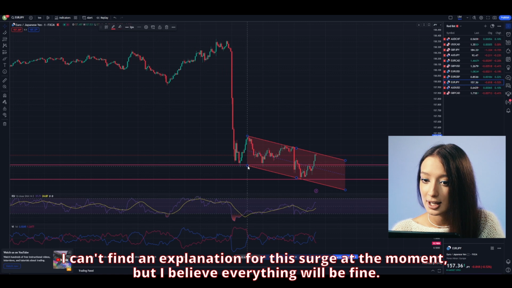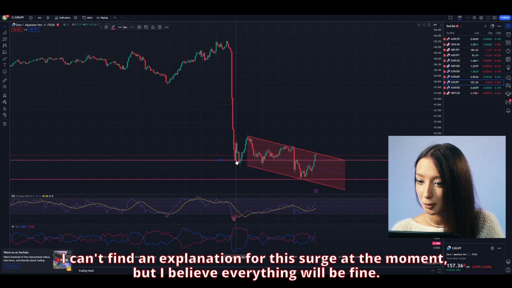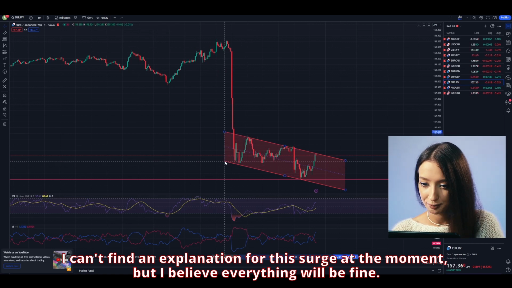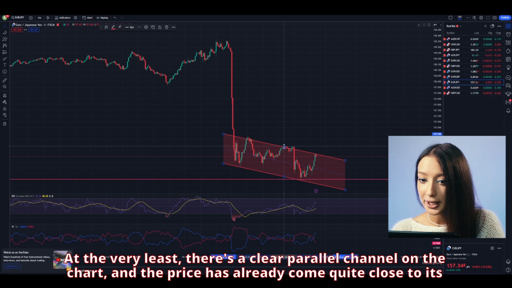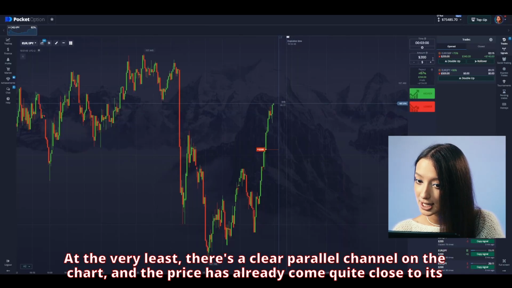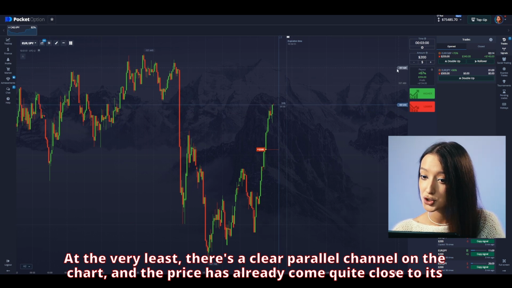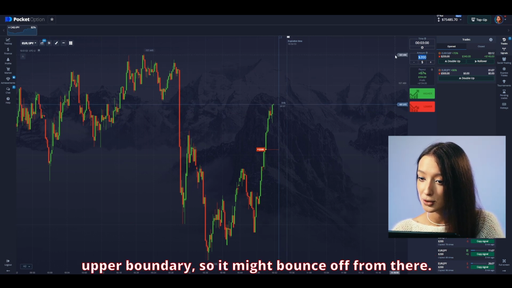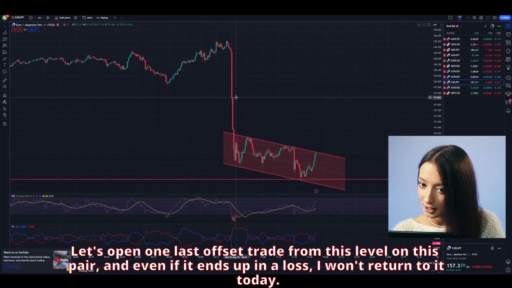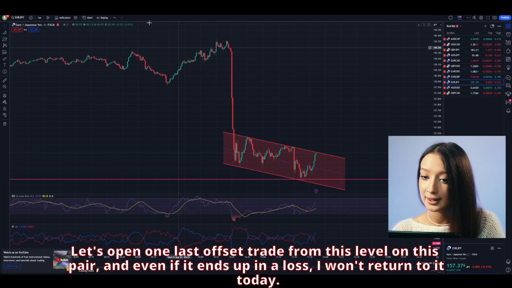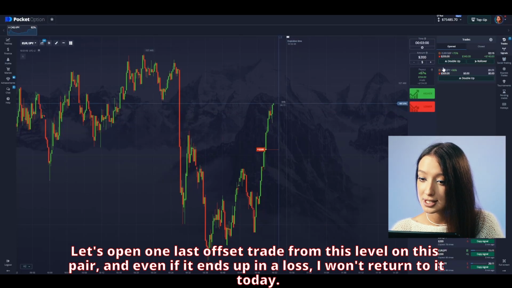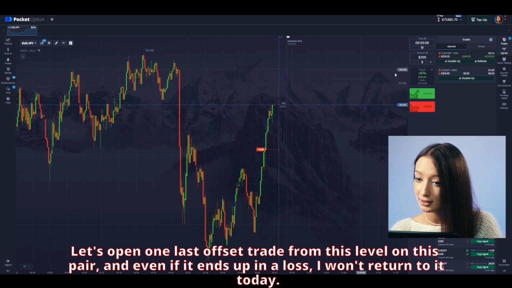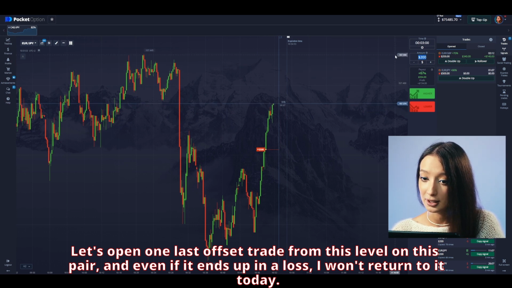I cannot find an explanation for this surge at the moment, but I believe everything will be fine. At the very least, there is a clear parallel channel on the chart, and the price has already come quite close to its upper boundary, so it might bounce off from here. So let's open one last offset trade from this level on this pair, and even if it ends up in a loss, I will return to it today.